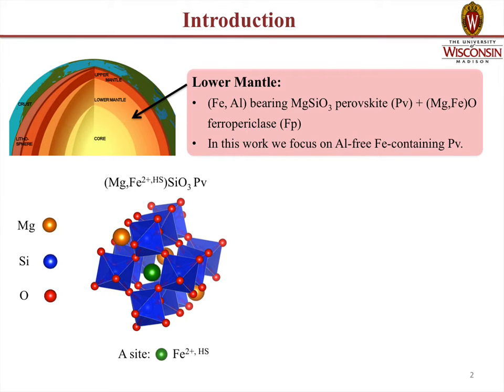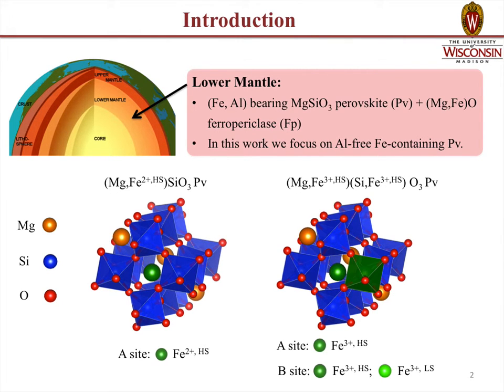If we replace a fraction of magnesium atoms by iron atoms in the A site, then we will have ferrous perovskite, where the valence state of iron is 2+, and it's in high spin state throughout the lower mantle pressure range.